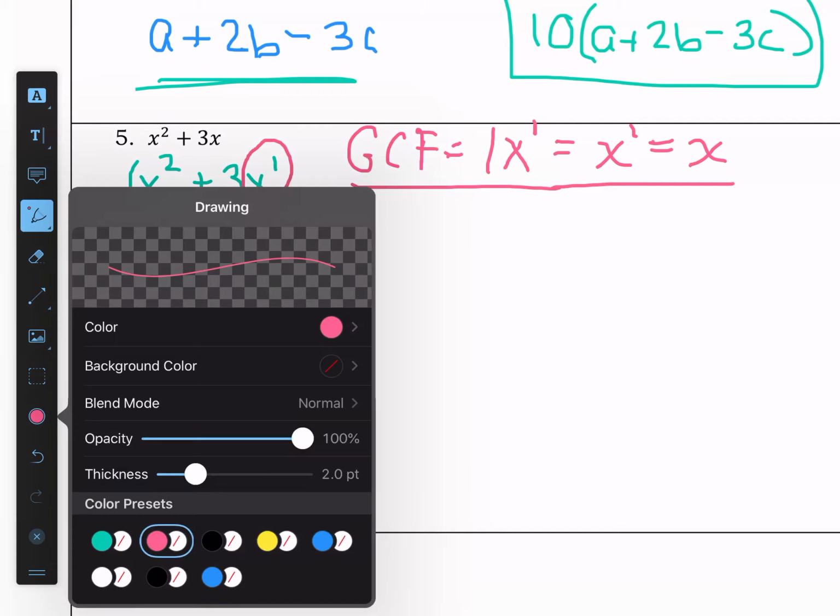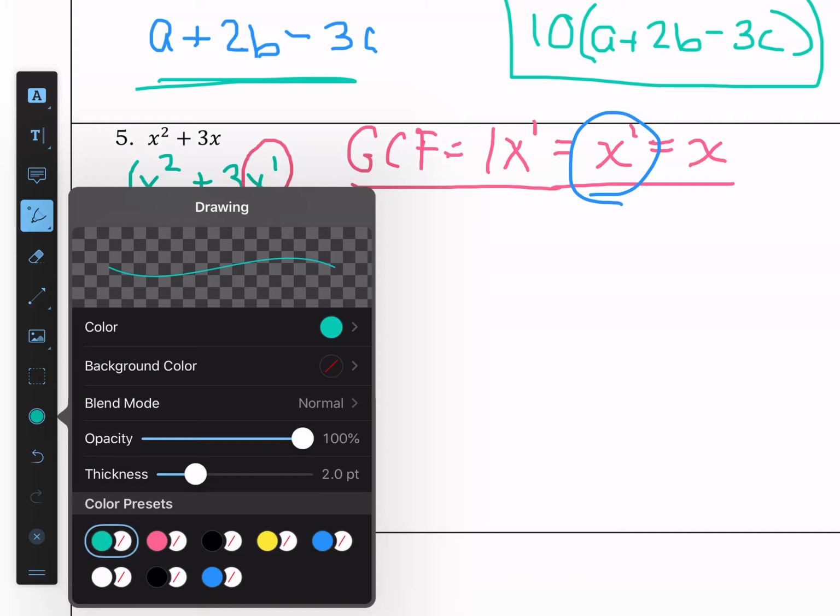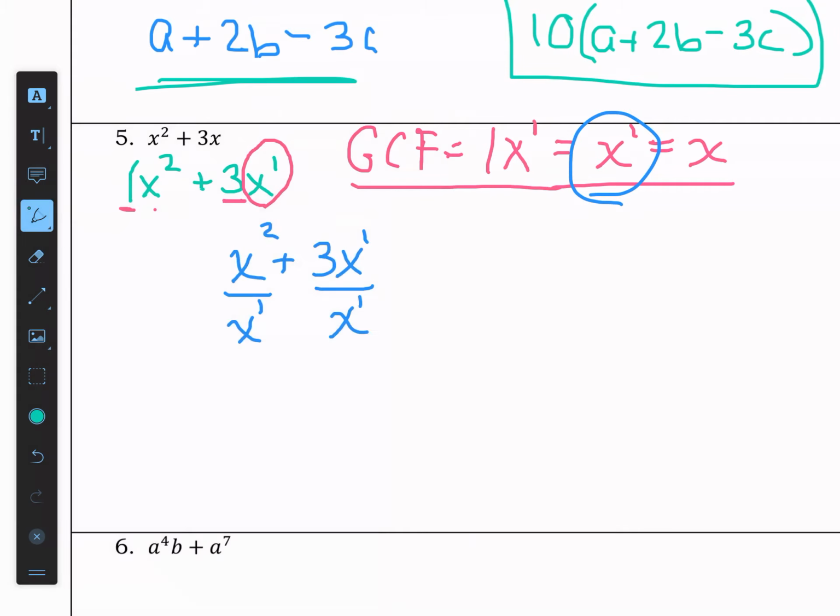Now, the steps still continue in the exact same way. So we've got x squared plus 3x. This was our original problem. I'm going to put in my invisible one. And we're going to divide each piece by our GCF, x to the first. Okay, I decided to use this one. It doesn't really matter. So now remember from the beginning of the worksheet, we went over what happens when we are dividing. We want to subtract our exponents. So here we're going to be doing 2 minus 1, and that is just 1.